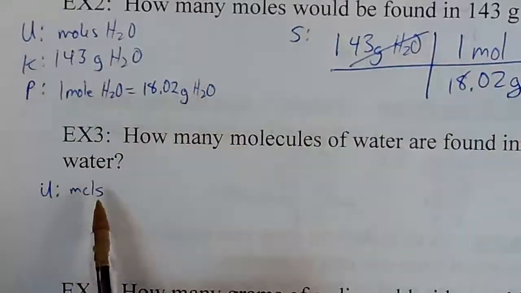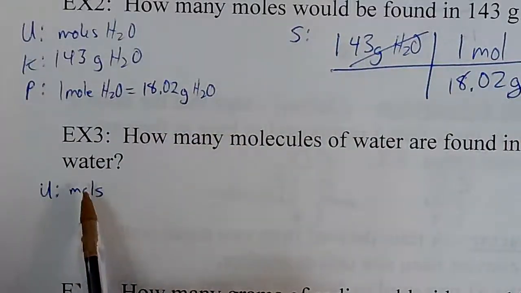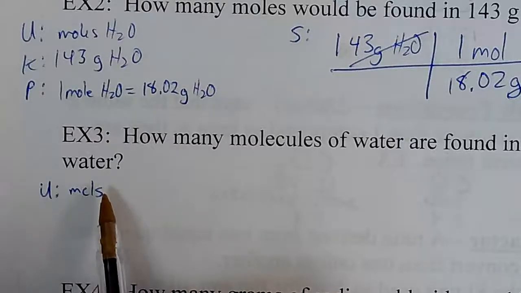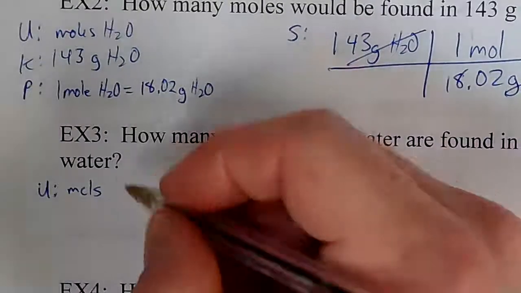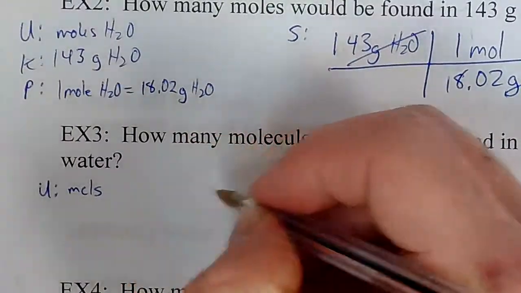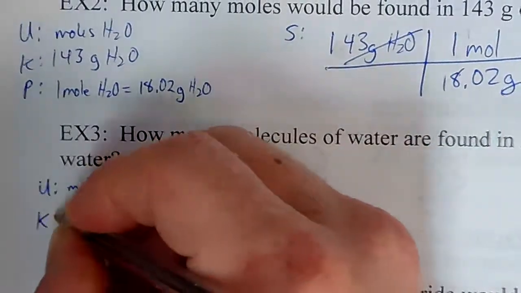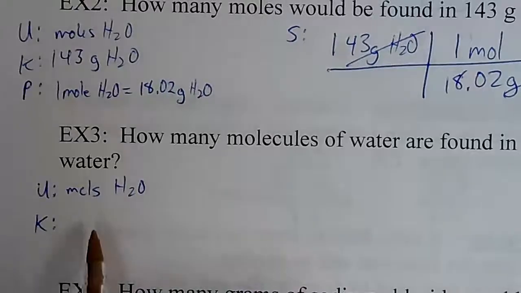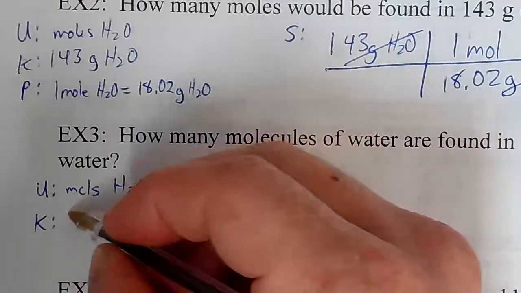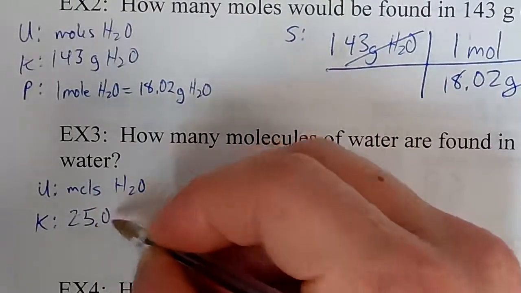And the shortest way I've figured out to abbreviate molecules is MCLS. If you try to do MOLS, you might get it confused with what? Moles. So I do MCLS, or you can do MOLEC, or just write out molecules all the way. All right. So the known is that we have 25 grams of it.